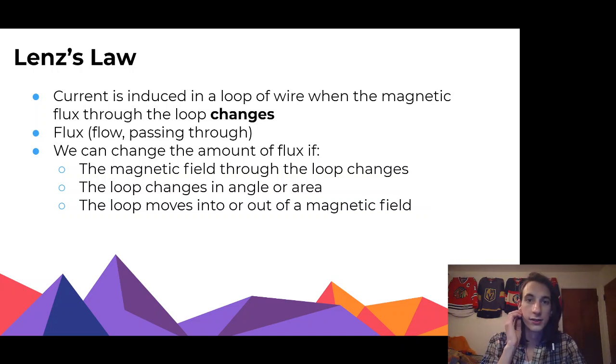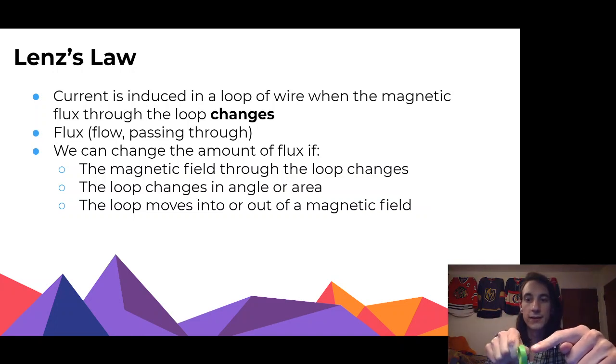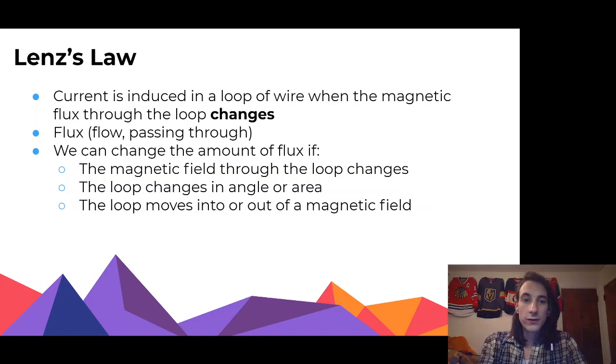if we change the orientation, the way that that loop is. And if we change the angle, that can also change it, right? We said last time with the scissors, if I change it, it's going to affect how much is actually going through it. And then we say we can also have the loop move into or out of our magnetic field. So we can physically, again, if this is my loop of wire, I can physically move where it is along this magnetic field.